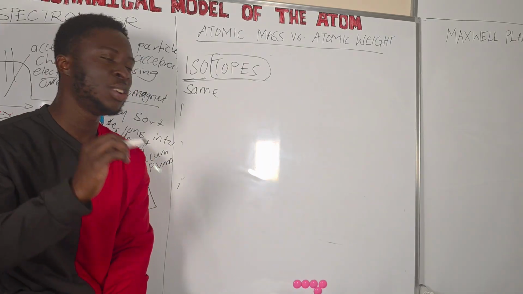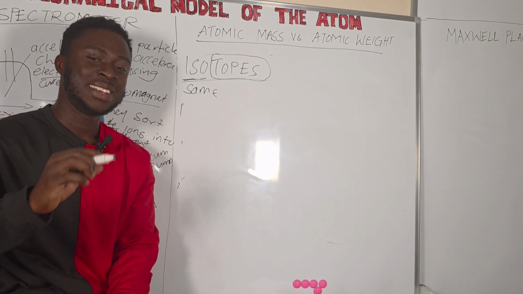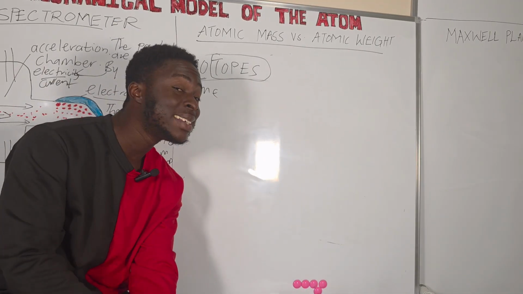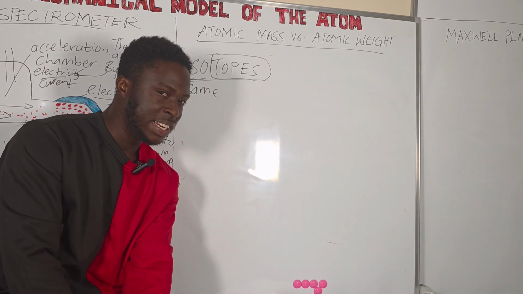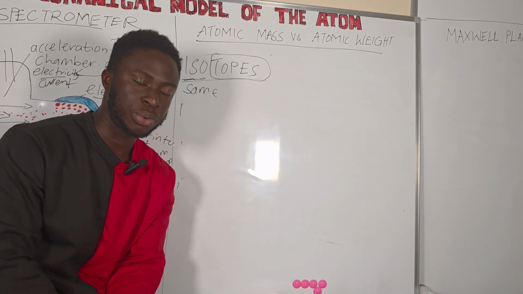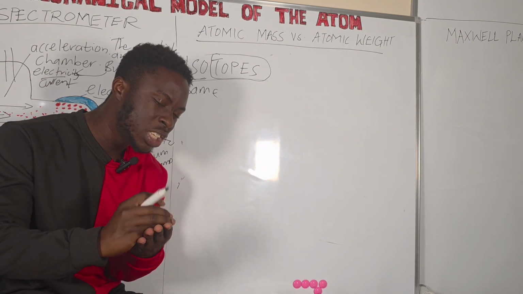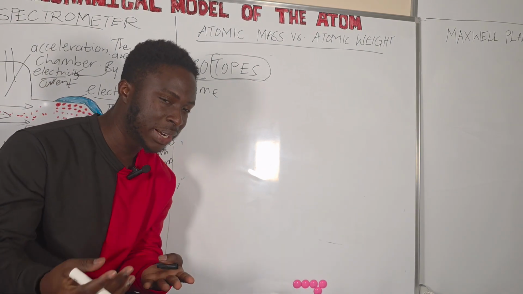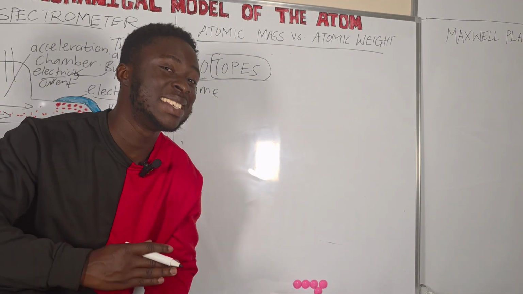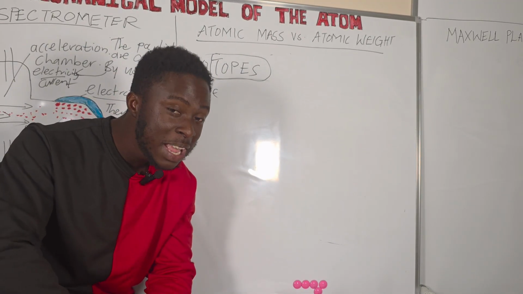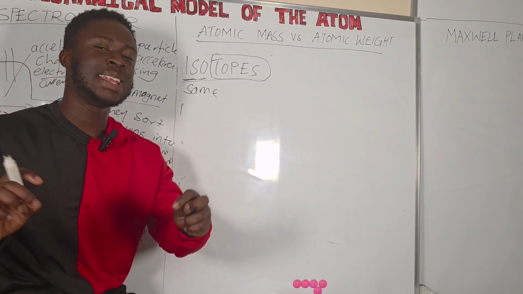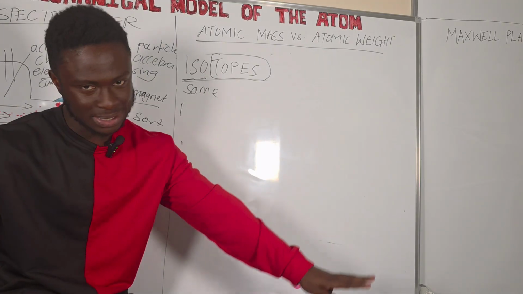But the definition of isotopes is that they are atoms of the same element, which means they have the same atomic number. What is atomic number? The number of protons. So they are atoms of the same element that have the same number of protons. But what differs? The only difference is that the number of neutrons differs.